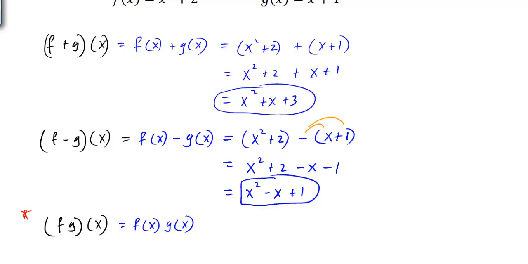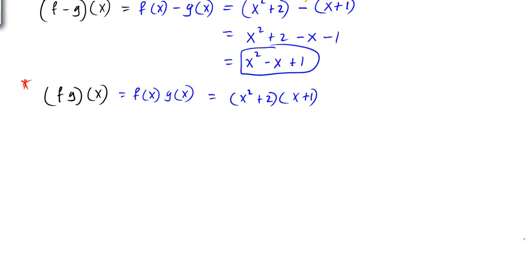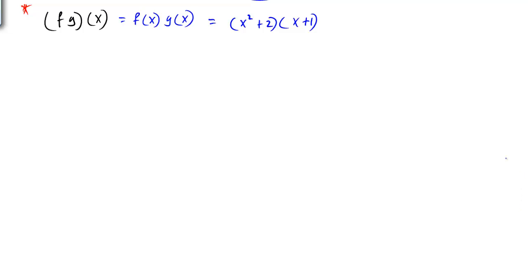So if we're going to multiply the two functions together, that means we're going to take x squared plus 2 and we're going to multiply that by x plus 1. Now, of course, here we're multiplying two binomials, so that means you would use your FOIL, or you could just think of distributing twice. We're going to distribute the x squared to x and 1, and then you're going to distribute the 2 to the x and 1.